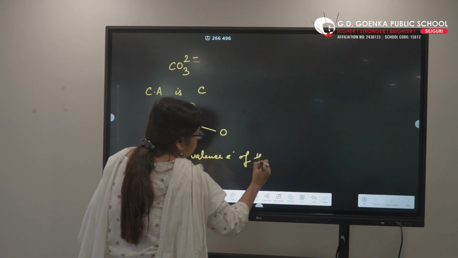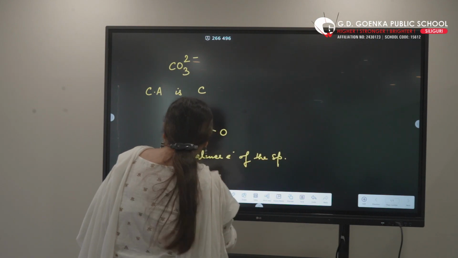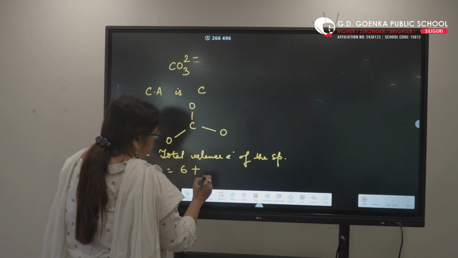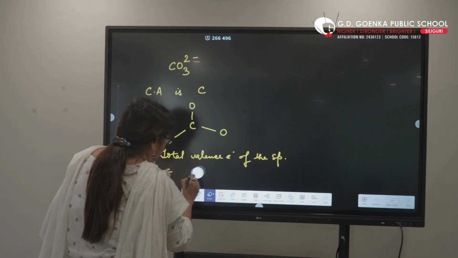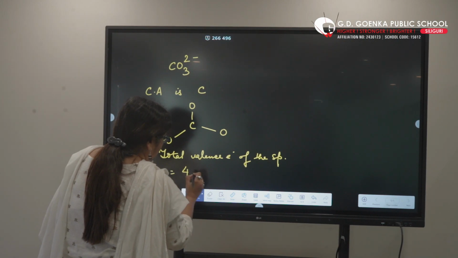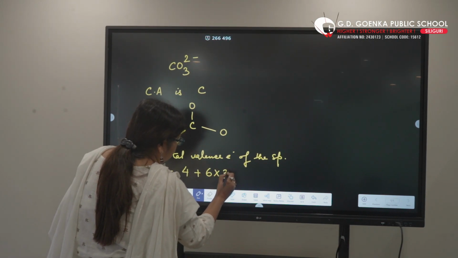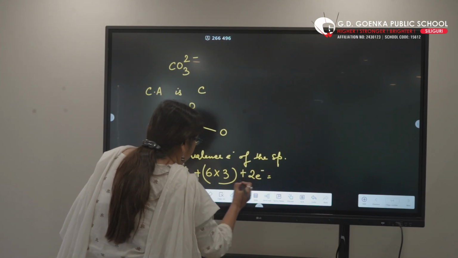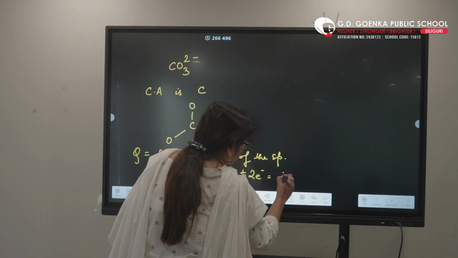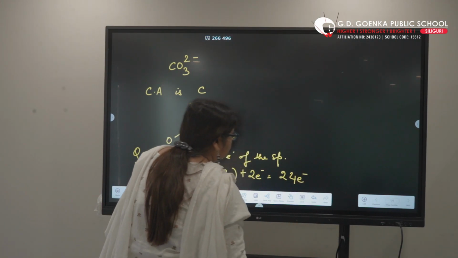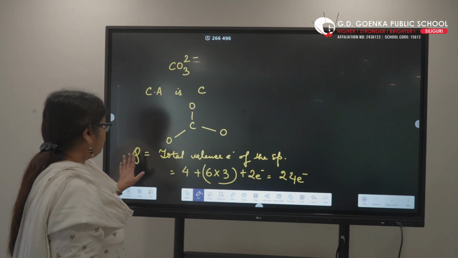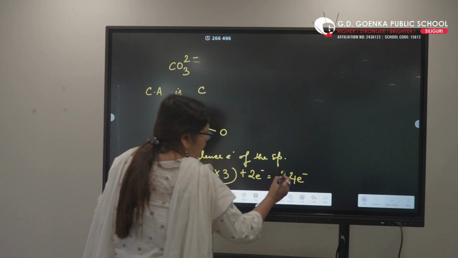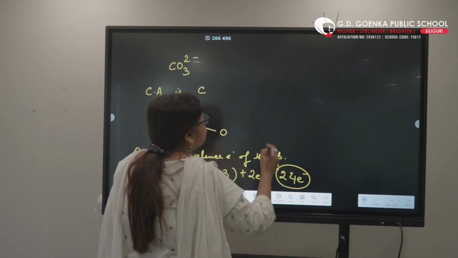Total valence electrons of the species, and our species is carbonate ion, right? So for carbon it is 6. How many oxygen atoms? 3 oxygen atoms for carbonate. Oxygen 6 into 3, and for the 2 negative charge we add 2 electrons. So how many are we getting? 18 plus 4, 22, 24 electrons, right? So this is the total number of valence electrons of the species, and then we have drawn the skeletal structure.